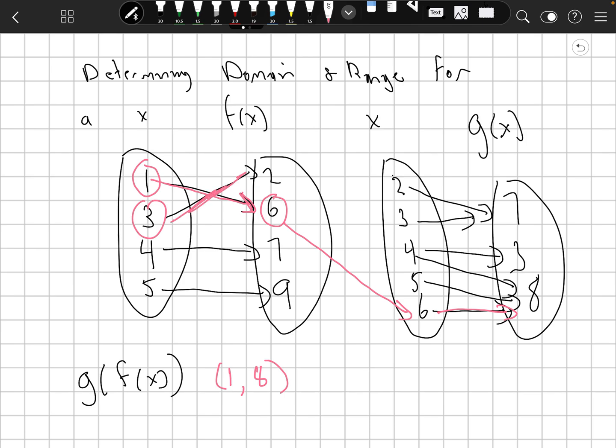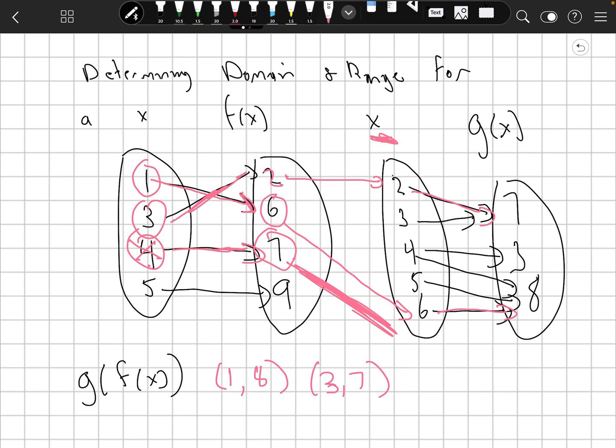If I have 3, I go to 2, and then from 2, I go to 7. So 2, 7 is a possibility. I'm sorry, we started that with 3, 7. If I have 4, I go to 7, but can you see a problem here? 7's not being accepted for this new function g, so it stops right there. So we aren't going to be able to use 4 because it's not going to give us an output.